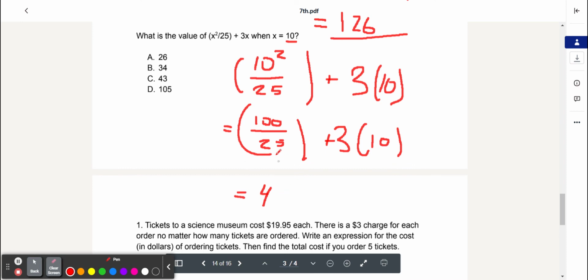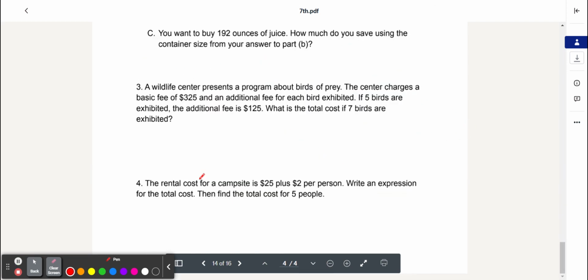And then this is 4. Meanwhile, 3 times 10 is the same as 30, and that means our final answer is 34. Here we got 30 because before we add, we have to do multiplication. And 34 would be B. Lots of B's. Next, we can try number 4, which is the last problem in this worksheet.